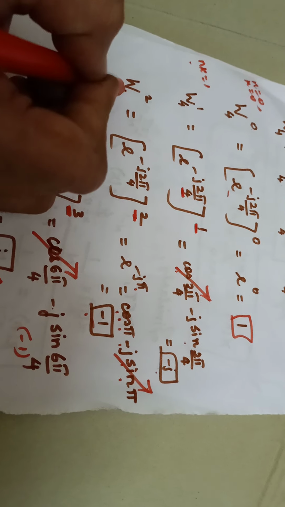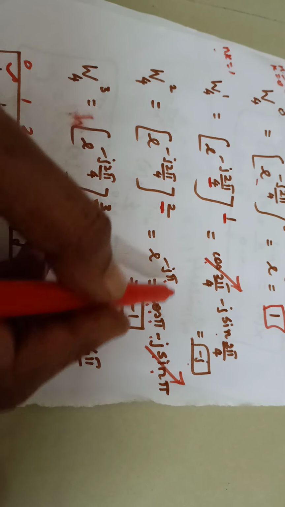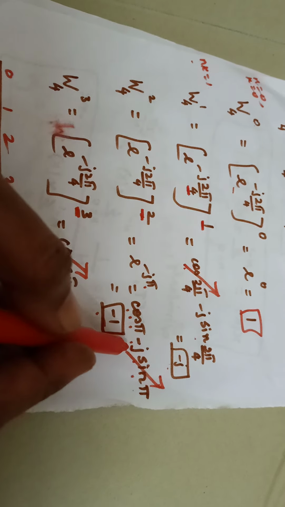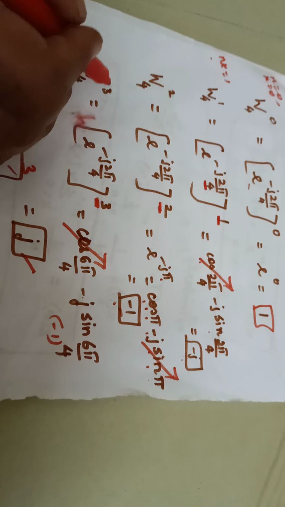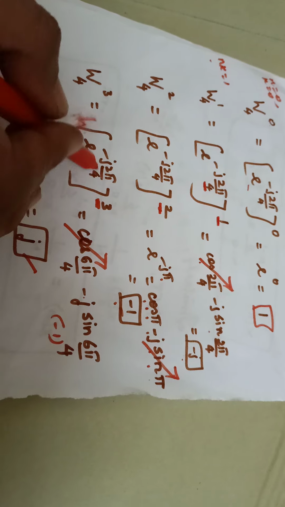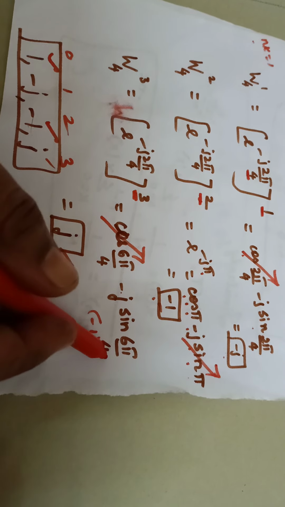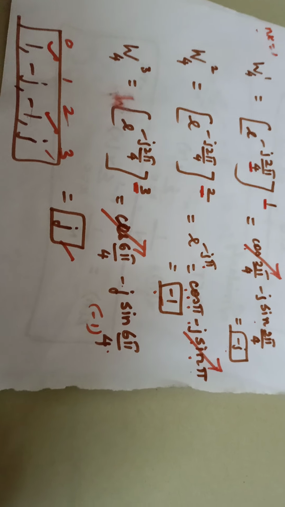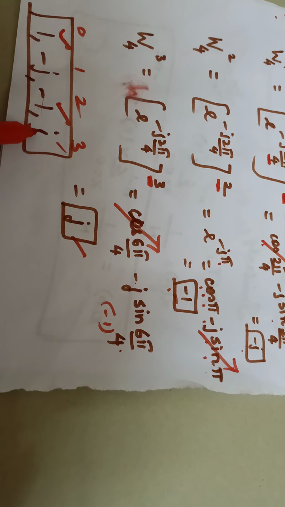Likewise, when you find W4 power 2, it becomes e power minus j pi. So cos pi minus j sin pi, where sin pi is 0 and cos pi is minus 1. W4 power 3 is e power minus j 6 pi by 4. So cos 6 pi by 4 minus j sin 6 pi by 4, and the answer is j. So we'll get 1, minus j, minus 1, j.